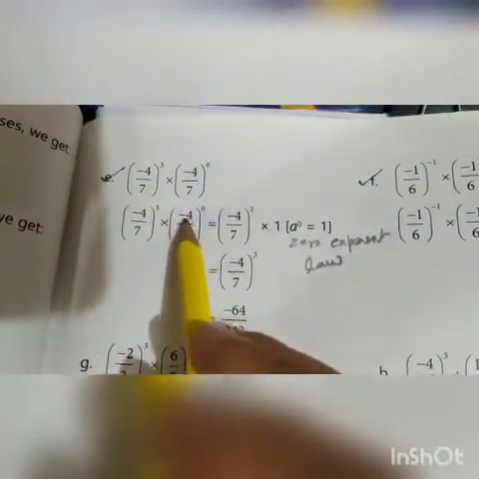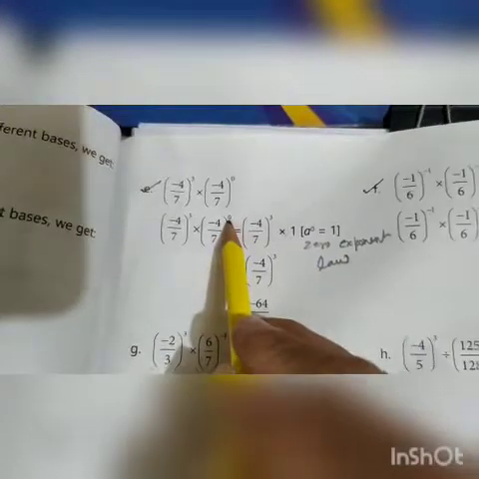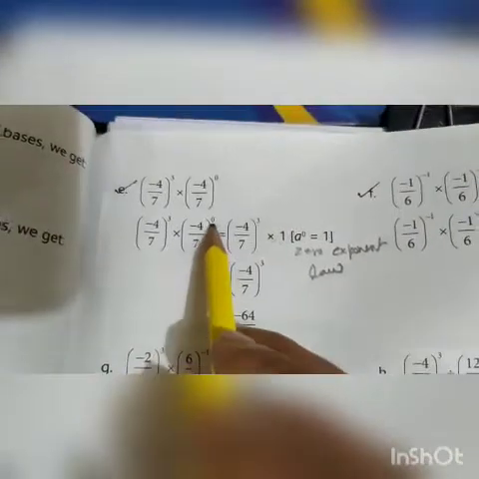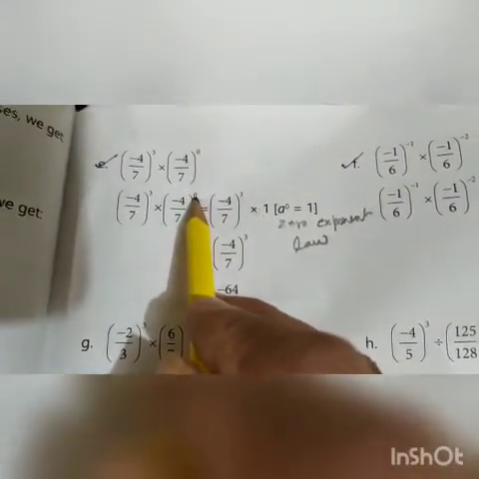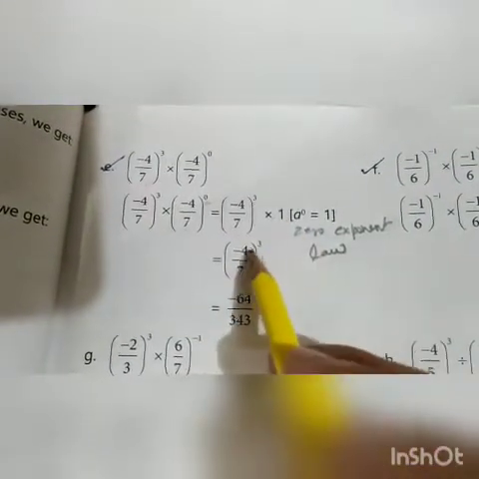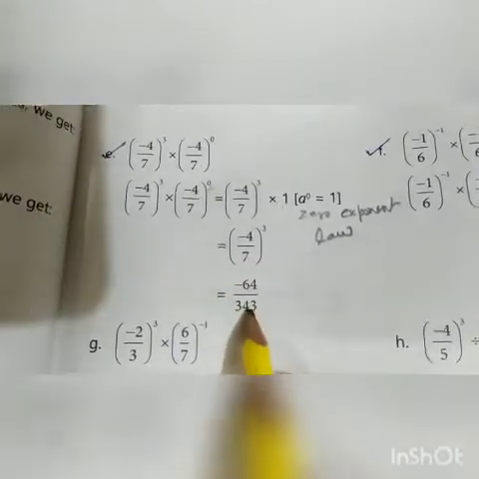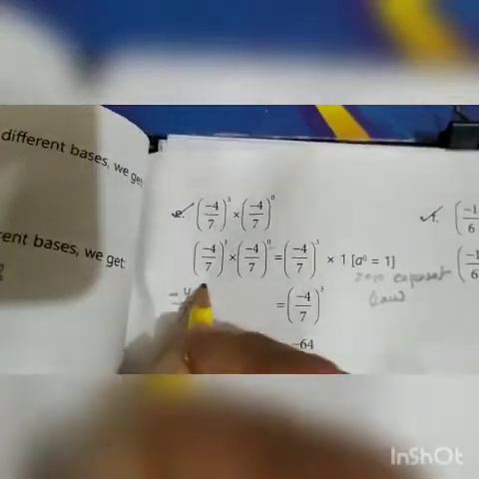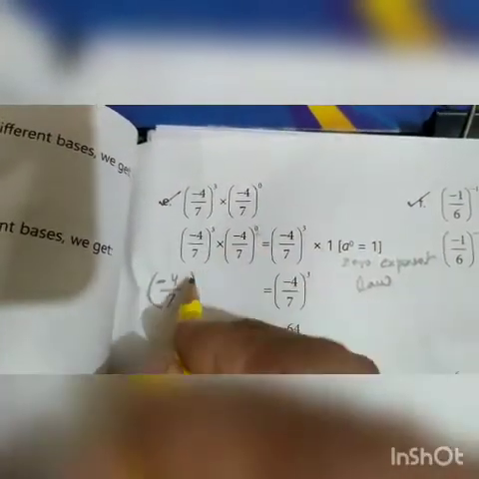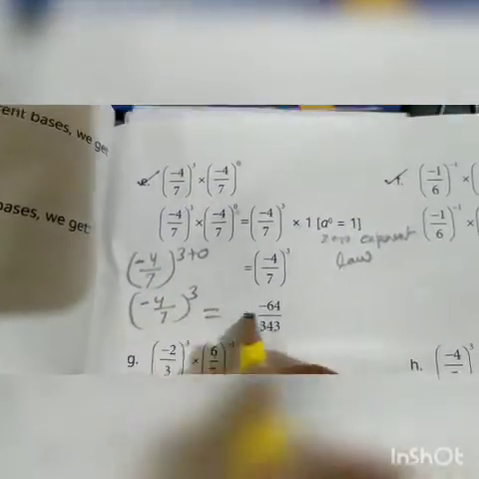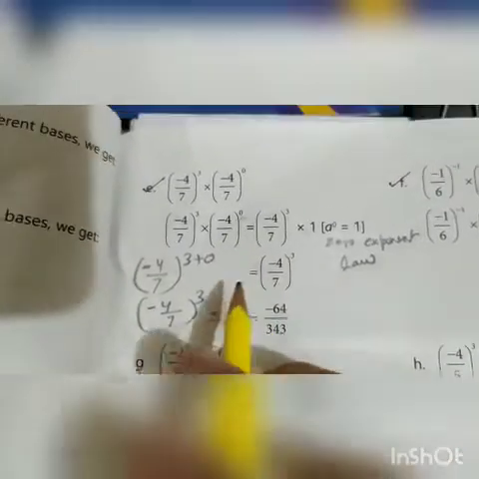So here what is the base? (-4/7)^0. If the power is 0, whatever the base is, it doesn't matter. If the power or exponent is 0, then its value will be 1. So multiply by 1, then (-4/7)^3 is equal to (-4/7)^3. It is -64/343. Or we can do it like this also: the powers will be added, 3 plus 0. Then (-4/7)^3 will become -64/343, because we will multiply -4/7 three times.